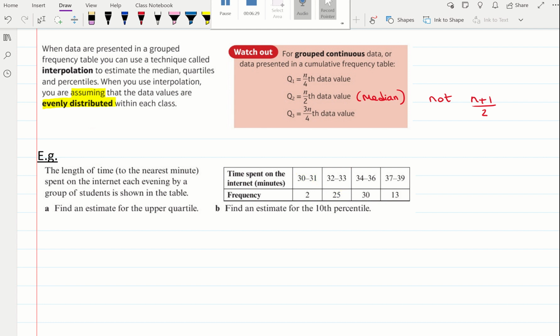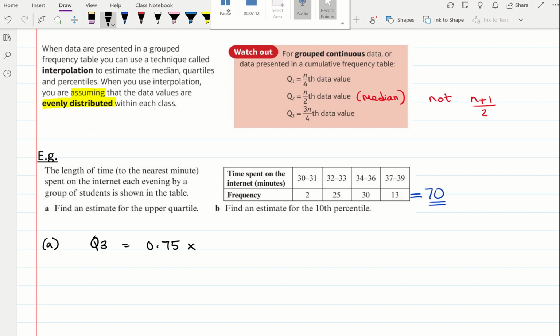So for this example, it says the length of time to the nearest minute spent on the internet each evening by a group of students is shown in the table. Find an estimate for the upper quartile, and find an estimate for the 10th percentile. So let's start with the upper quartile. So the upper quartile is 0.75 times n, and n is the total frequency. So we have to do 2 plus 25 plus 30 plus 13, and it is 70.